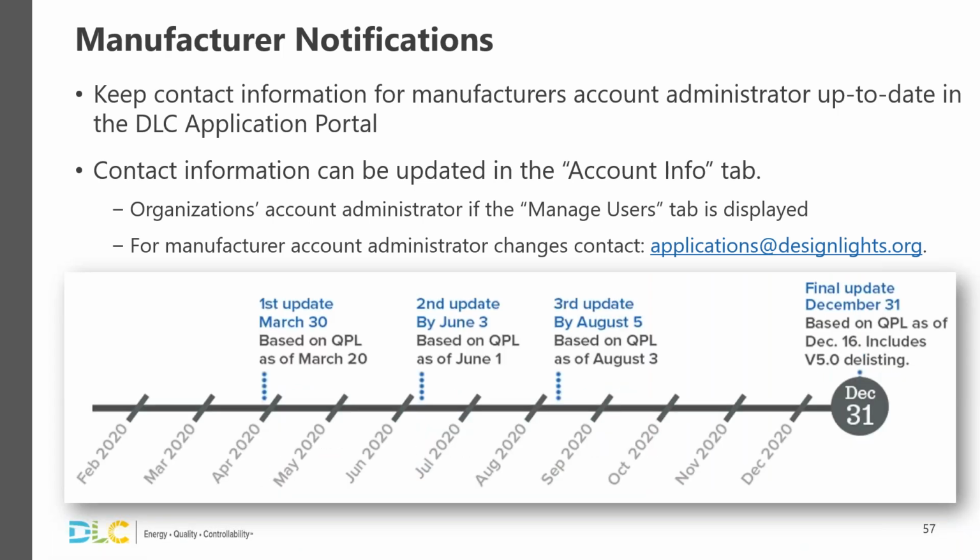There will be 4 different updates to the QPL, and during each one of these updates, there will be a notification to the manufacturer's account on how all of the listed products will be affected by these updates. These updates will include cutoffs for when version 4.4 applications are no longer accepted, as well as for when version 5.0 applications are accepted. So please ensure that you've kept these manufacturer accounts up to date, as you should have received one notification already as of today. Next slide.